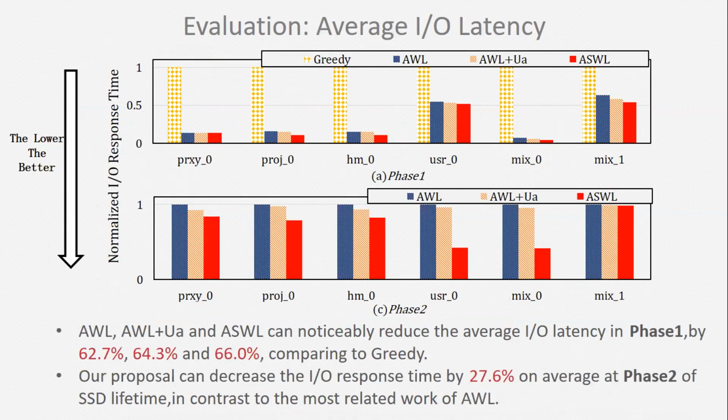The next is average I/O latency, and we can see in the second stage that our mechanism can improve performance by 27.6% compared to the related work.